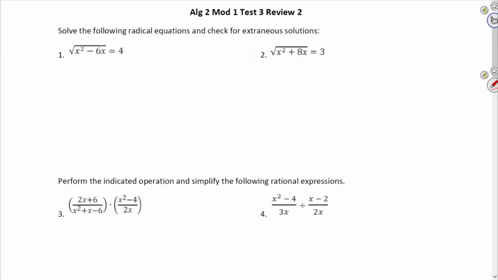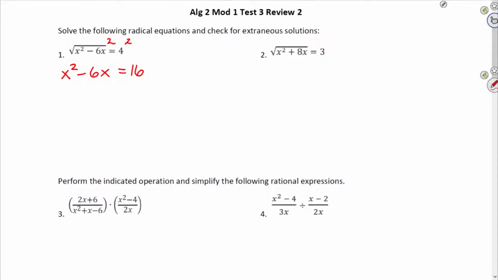In number 1, I'm solving a radical equation, and my first step is always to get the radical by itself. Now in this problem, it already is by itself, which is super nice, and so what I do to get rid of my radical is I square both sides of my equation. Okay, now squaring the square root of something cancels out that square root, and you have x squared minus 6x on the left hand side. The right hand side is 4 squared, which is 16.